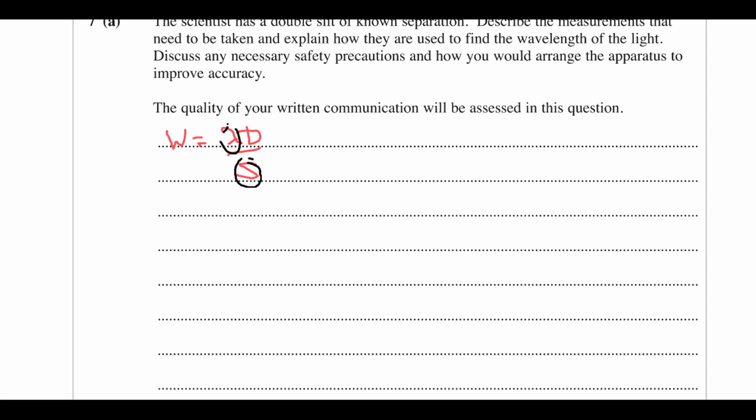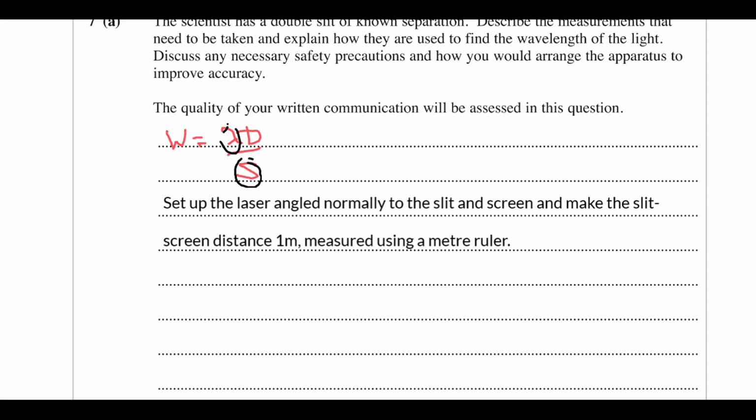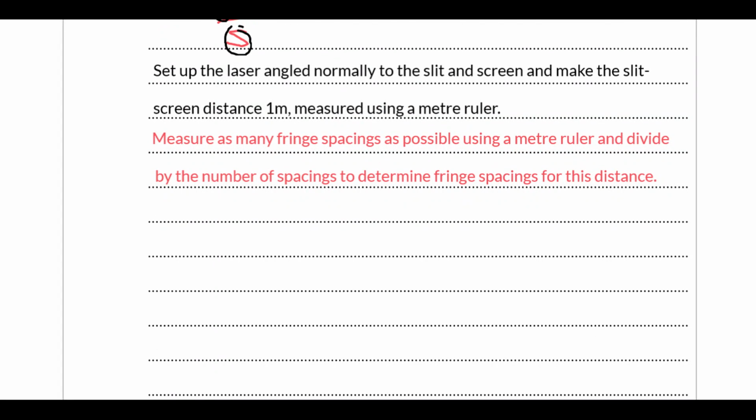We're going to set it up so the slit is 1 meter from the screen and the laser is angled normally to the slit, and we can check that using a set square. Once we've done that, we're going to take our first measurement, and to improve accuracy we're going to measure multiple fringe spacings and divide by the number of spacings. That's our strategy to improve accuracy already. Then we're going to need to change the screen distance and repeat this process.